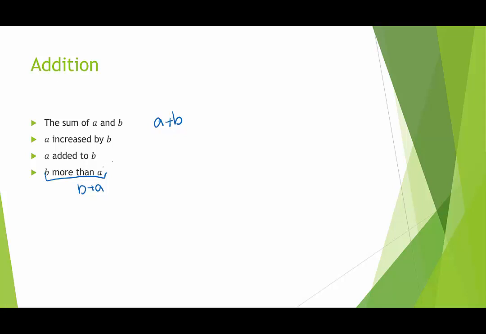So we do want to keep in mind that more than is saying we're starting out with A and then we're adding on this other amount. So even though that's correct, we don't really count that.